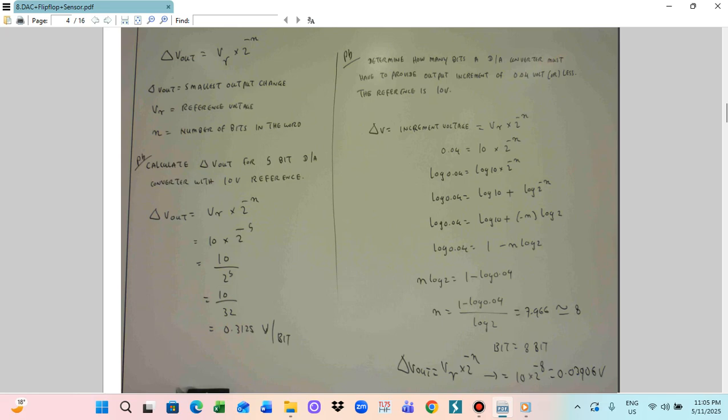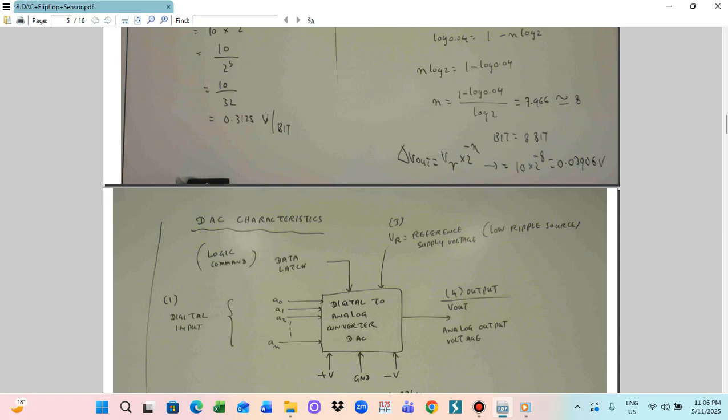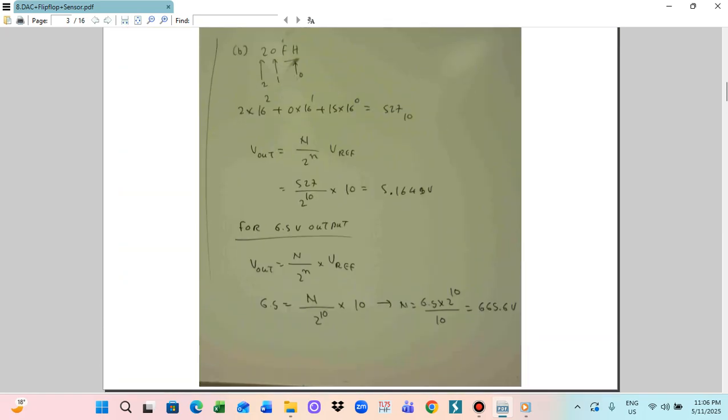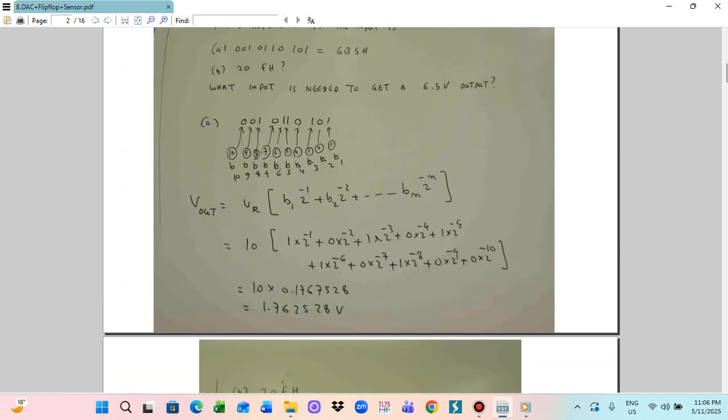If a binary number is given, we use this equation. But for another formula, V out is equal to n divided by 2 power n of V reference. In this case, n is the hexadecimal value given, so we have to use this formula. First we have to calculate: 001, 011, 0101. You write down 001, 011, 0101, which starts from bit 1 to bit 10. Then we substitute in this formula, V1 2 power minus 1, V2 2 power minus 2, and substitute all the bits, so we get V out.